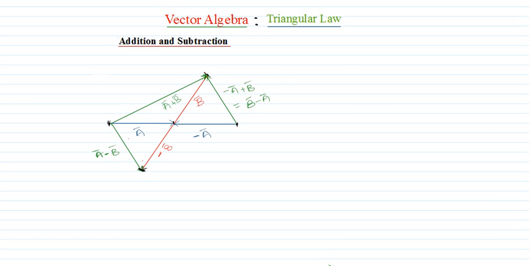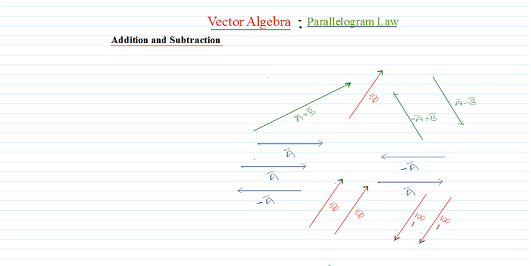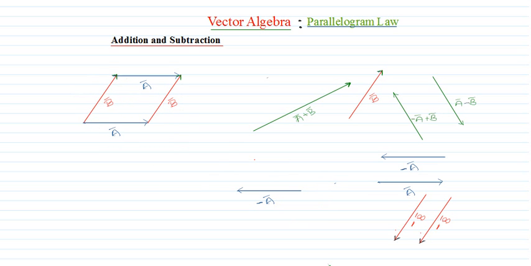Now the same thing we will see using parallelogram law. So to get the parallelogram law of addition and subtraction, here we have to construct the parallelogram using the two vectors, vector a and vector b. Let us construct that. So first I'll take a vector a here, then I'll take a vector b here. Okay, so using these two vectors I have to construct a parallelogram. To get the parallelogram, let us draw a parallel line to this a like this, and a parallel line to the b like this. So we got a parallelogram now.